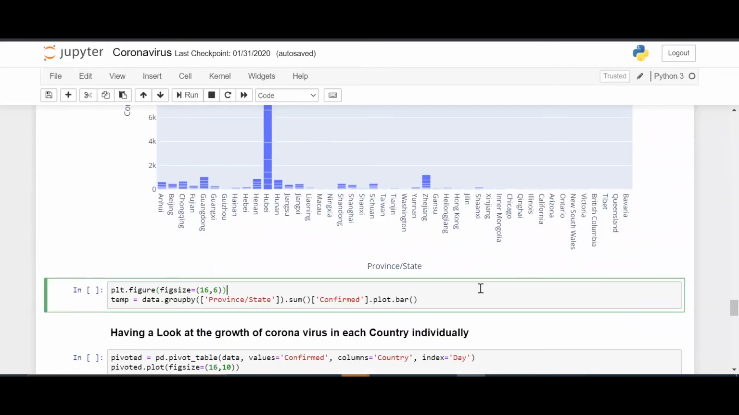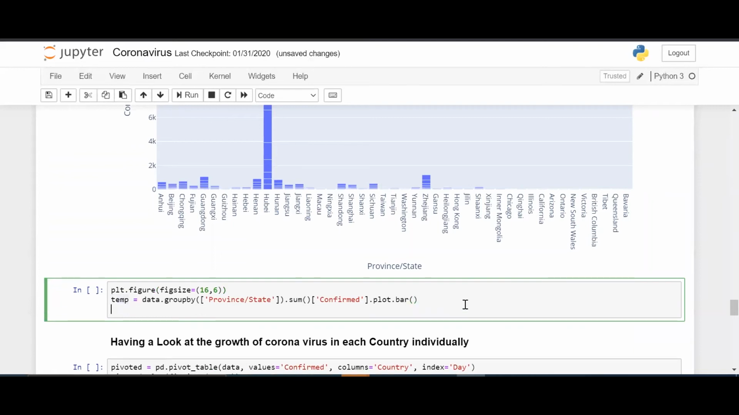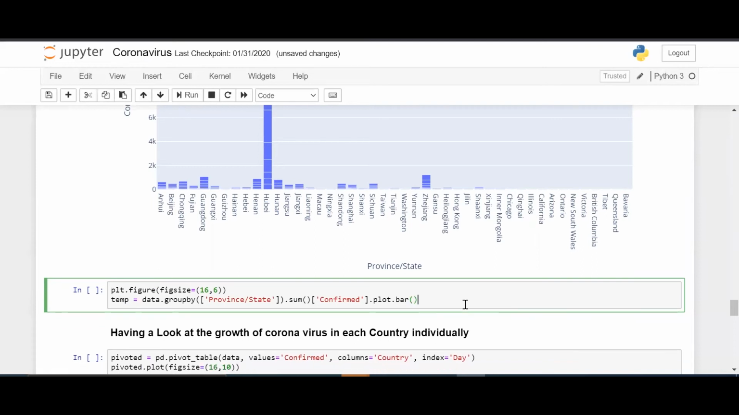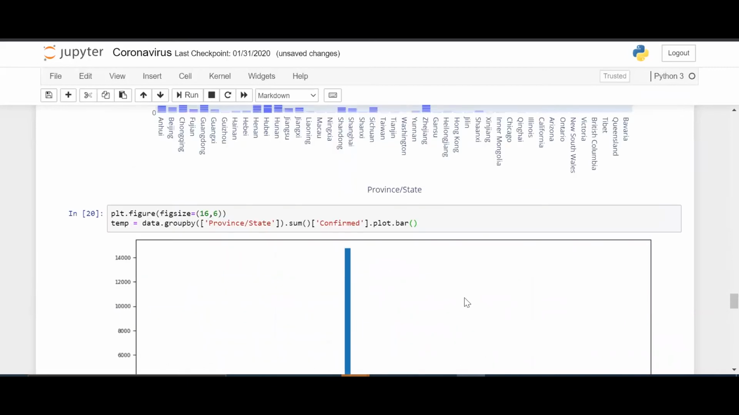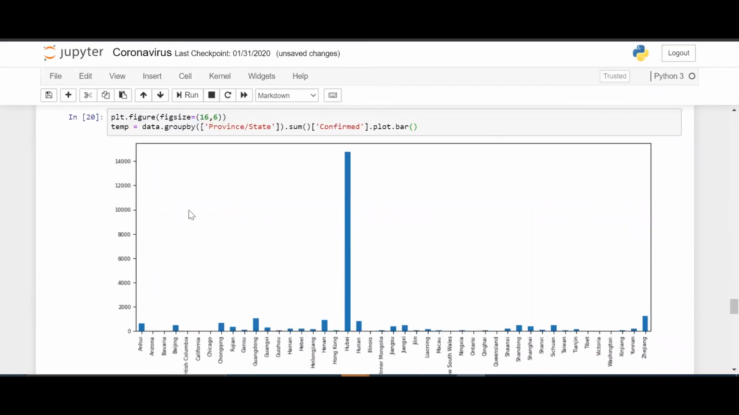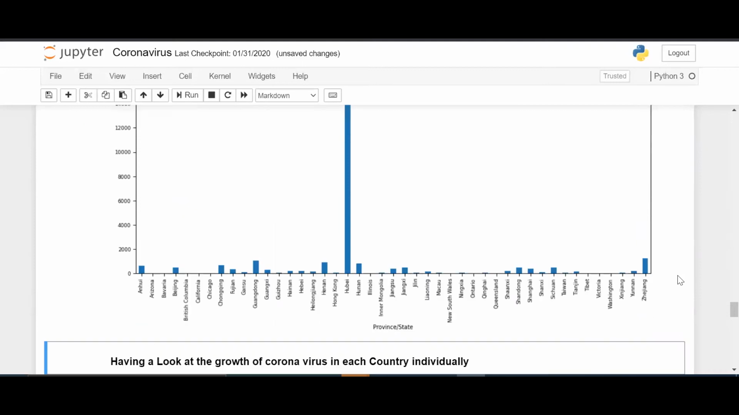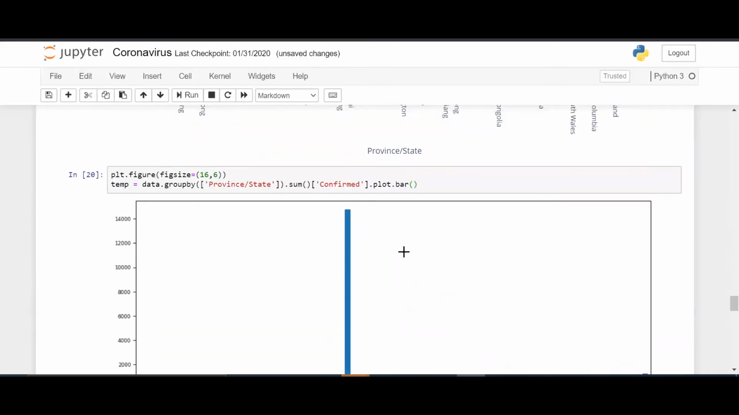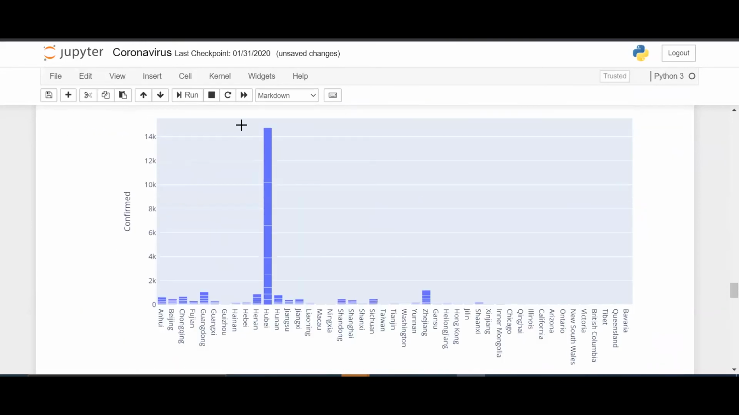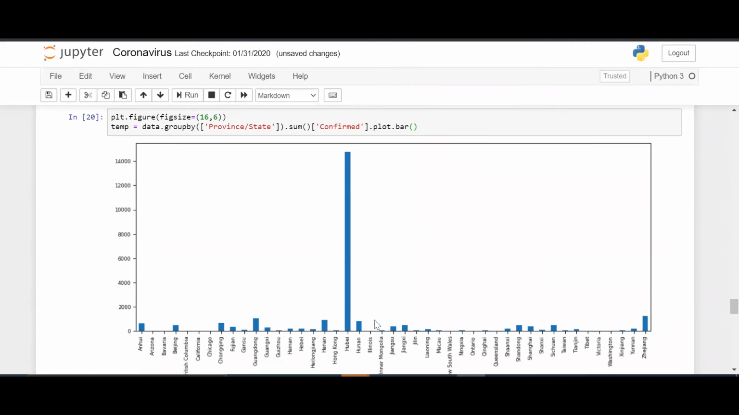Similarly, let us build a temporary data frame having the grouping of data by province and the number of confirmed cases. Right. So similarly, repeating the same activity, we are plotting the same using Matplotlib. As you can see here, there isn't much difference between Plotly Express and Matplotlib, just that the interpretability and the user experience is much different in both the cases.